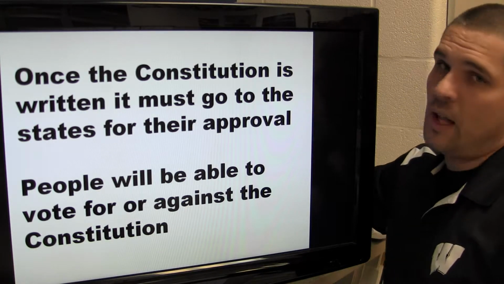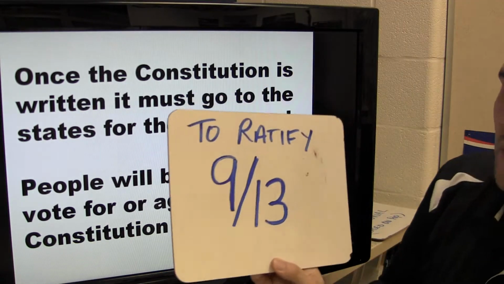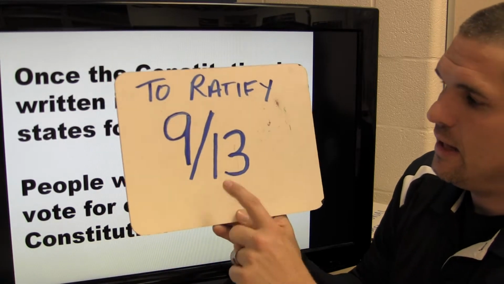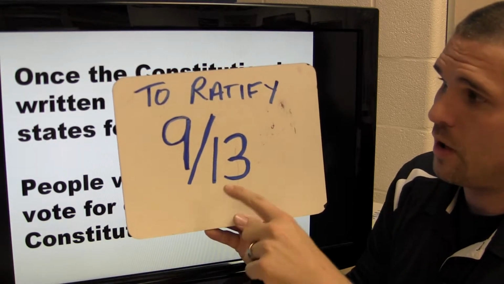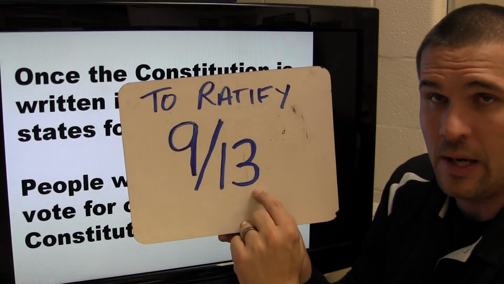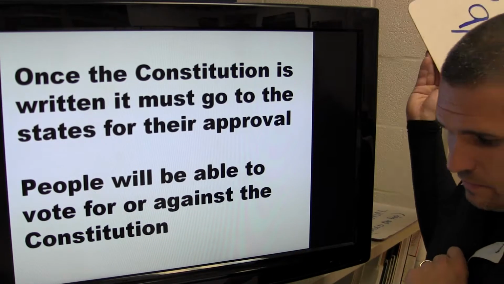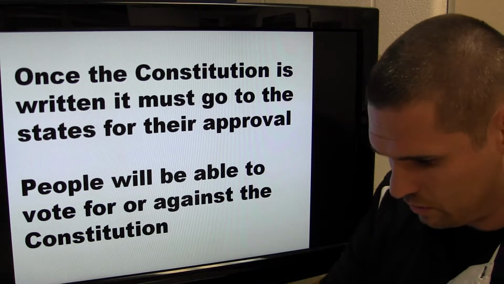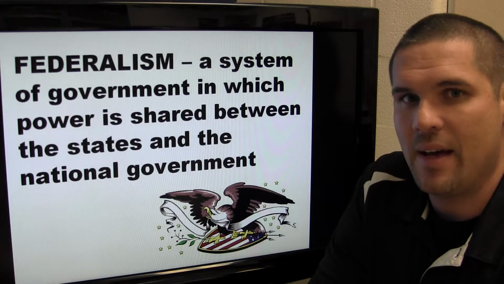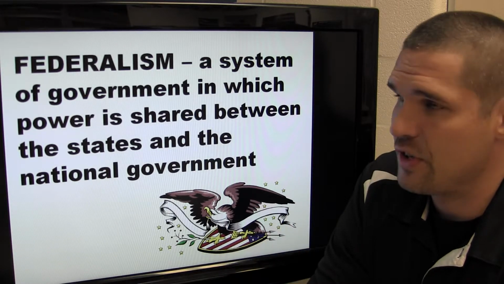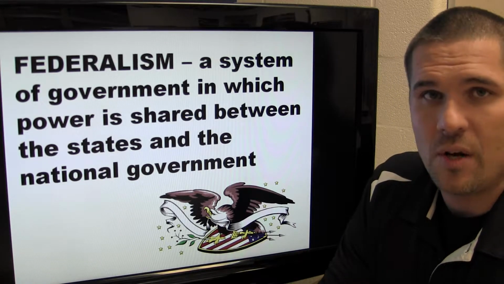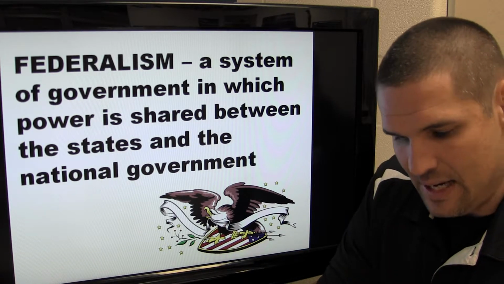And unlike the Articles of Confederation, where you needed all 13 states to agree or have a unanimous decision, in this process, they knew that all 13 wasn't going to work. So in order to ratify the Constitution, they needed 9 states out of the 13 to ratify or approve the Constitution. With the Constitution, we have a government that is set up as a federalist government, or federalism. And this is a system of government in which power is going to be shared between the national government and the state governments.